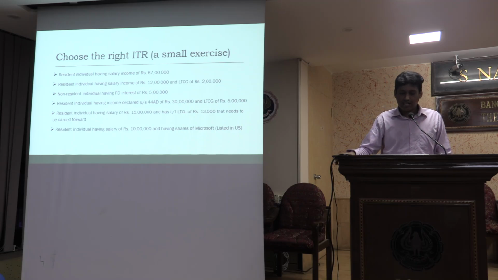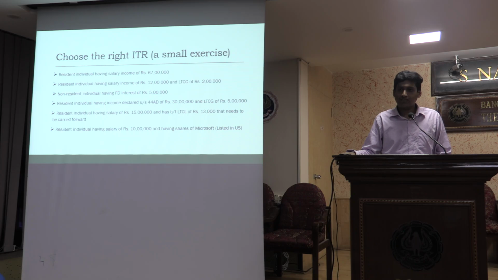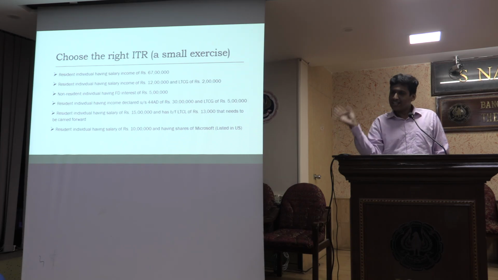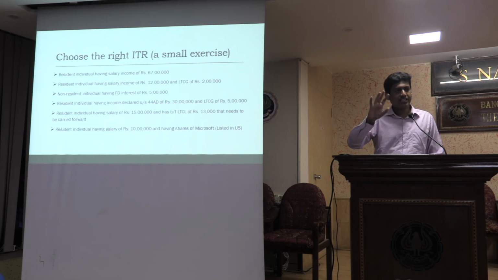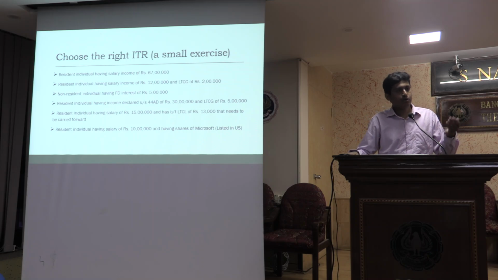Again, a resident individual having income under 44AD and also a capital gain of 5 lakhs. ITR 4? ITR 4 can be filed for presumptive taxes, but capital gains cannot be reported in ITR 4. So because of which I have to file ITR 3. ITR 4 and ITR 1 are very identical. If any condition is there that is restricting me from filing ITR 1, the same condition will be applicable for ITR 4 also. So since capital gain cannot be reported in ITR 1, I cannot report capital gain in ITR 4 as well. So ITR 3 needs to be filed for this particular assessment.